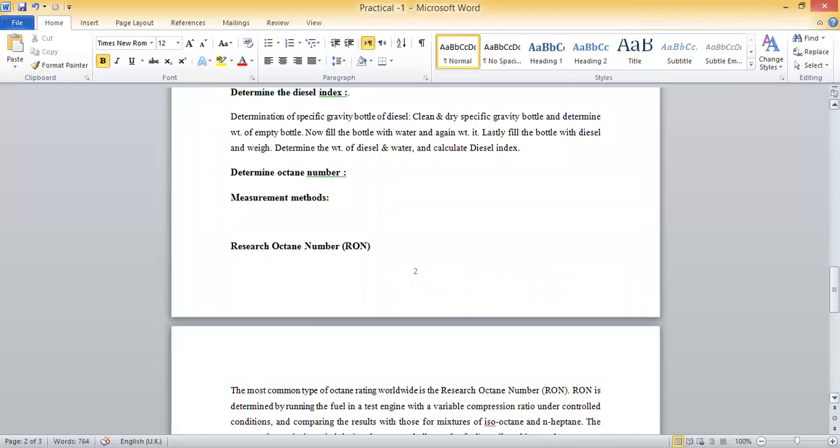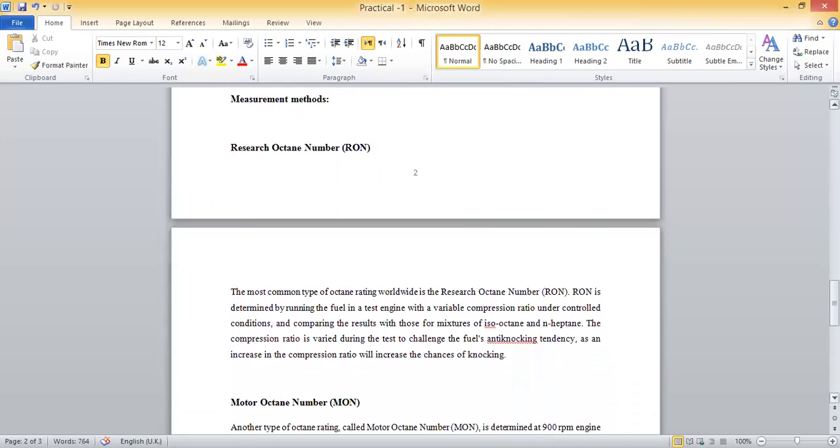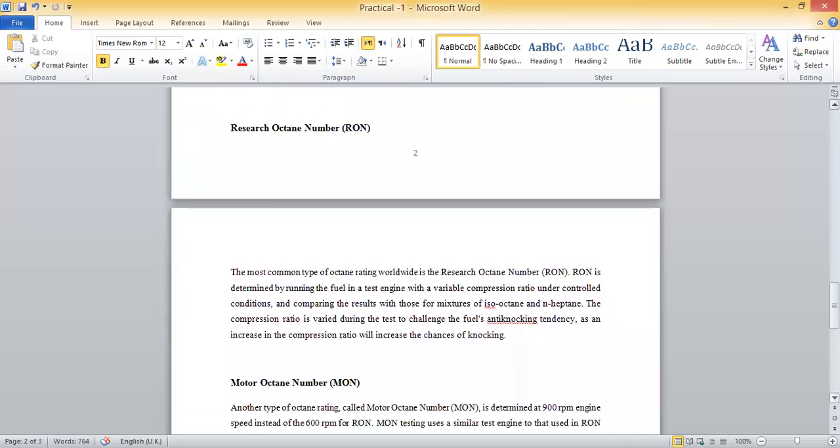Last but not least, I'll mention some of the methods through which we can determine the octane number. The first one is research octane number. It is the most common type of octane rating worldwide. RON is determined by running the fuel in a test engine with a variable compression ratio under controlled conditions and comparing the results with those for mixtures of isooctane and n-heptane. The compression ratio is varied during the test to challenge the fuel's anti-knocking tendency, as an increase in the compression ratio will increase the chances of knocking.